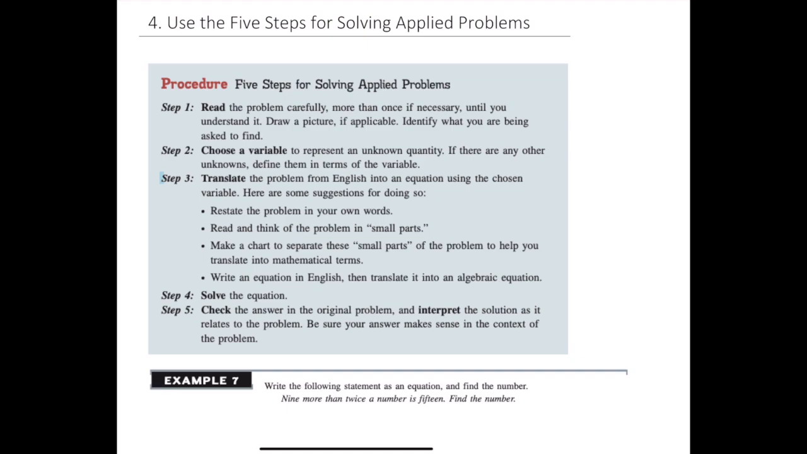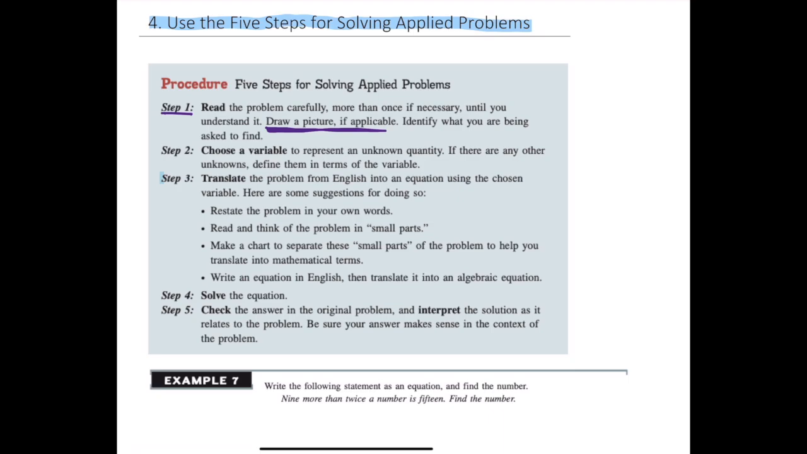All right, our last step, we're calling this using the 5 steps for solving applied problems. So applied problems give some real world context. So let's see what they say. They say, step 1, read the problem carefully, more than once if necessary. It's good advice. Until you understand it. Draw a picture if applicable. That's extremely helpful. There's many times when I'm reading an applied question, don't really know what's going on, and if I try to draw it out, make a little sketch, it can be helpful.